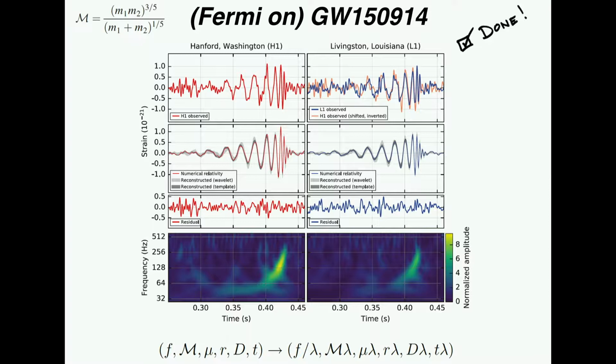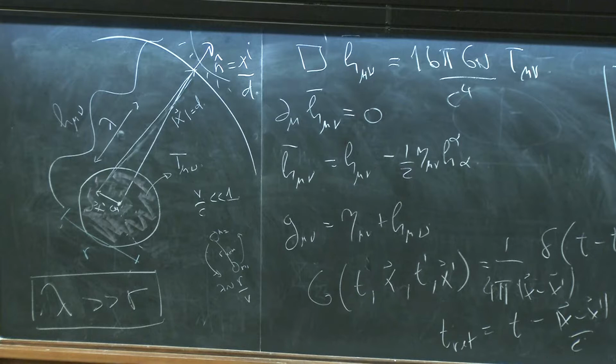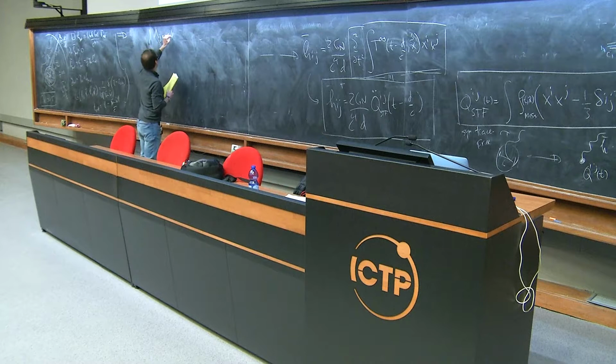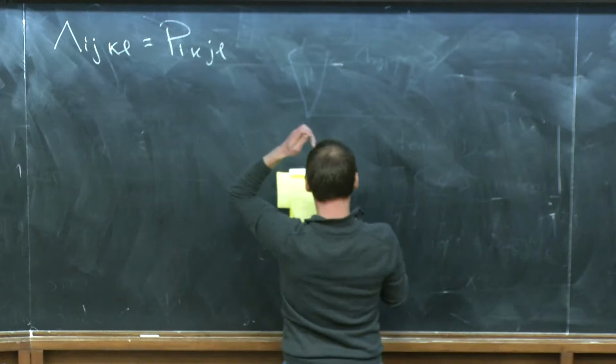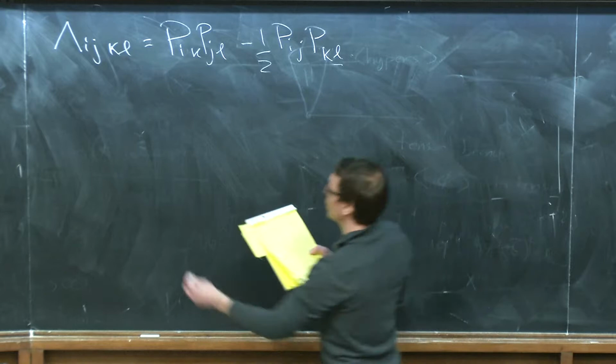So we have some sphere far away at some distance d, and there's some normal n, h_ij over d. So we do a projection into the TT gauge in general with this guy, P_ik P_jl minus, and then we take the trace, but I already did, but okay. Where P_ij projects away from the n direction.